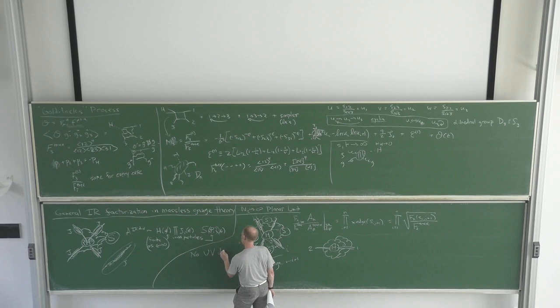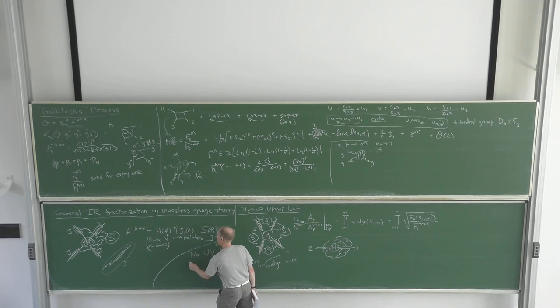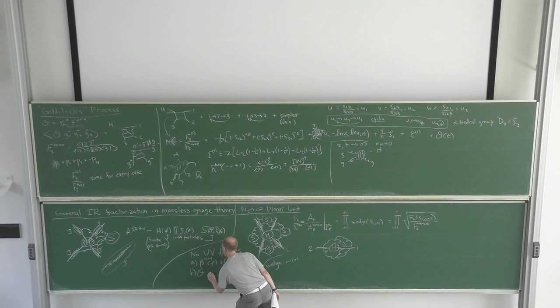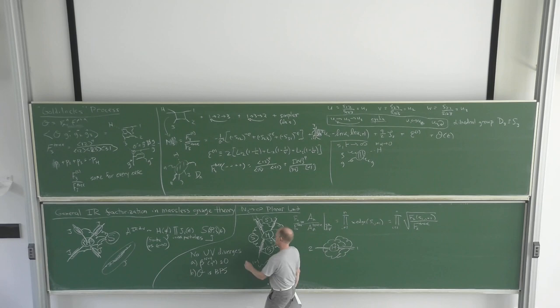And that's because A, the beta function of N=4 is 0 to all orders. And B, this operator is a BPS operator, which is protected from being renormalized. So there are no UV divergences. So the only divergences we have are infrared in nature.